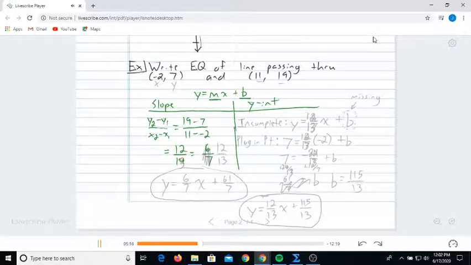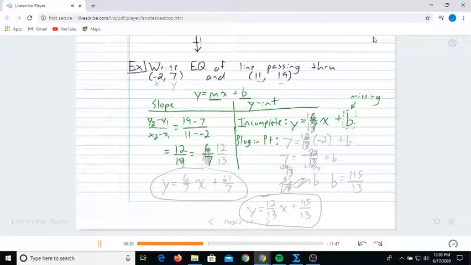Now, if we go to write our equation, this is what we have so far. Y equals, there's our slope, 6/7 x plus b. And that's what we're missing. We still don't know what the y-intercept is. So what we're going to do is plug in a point.